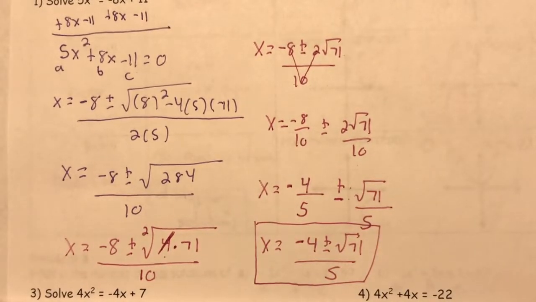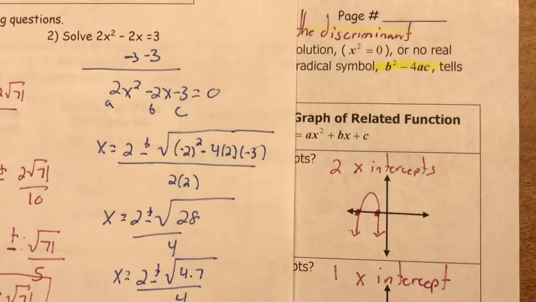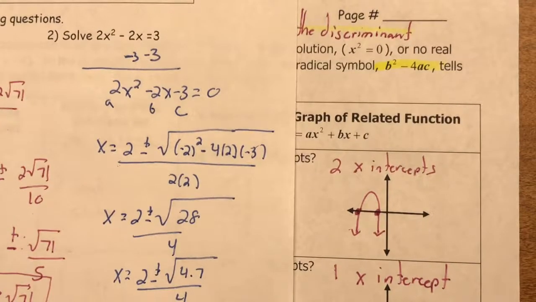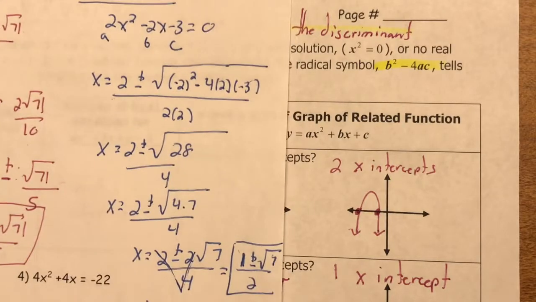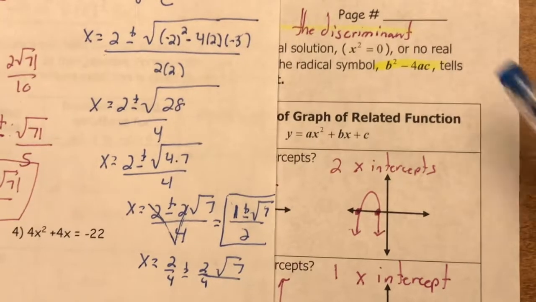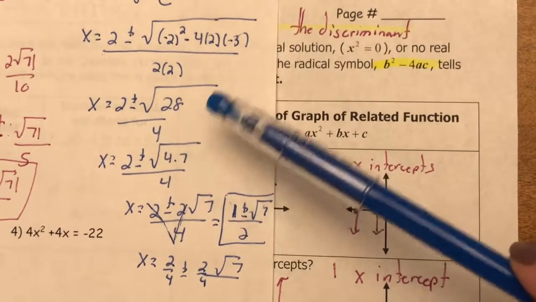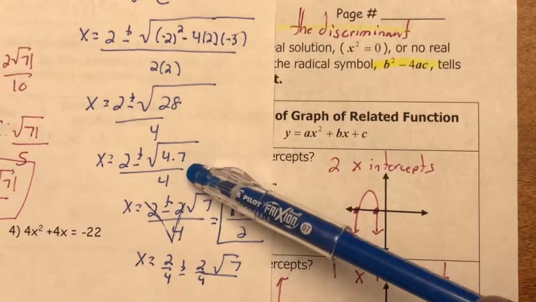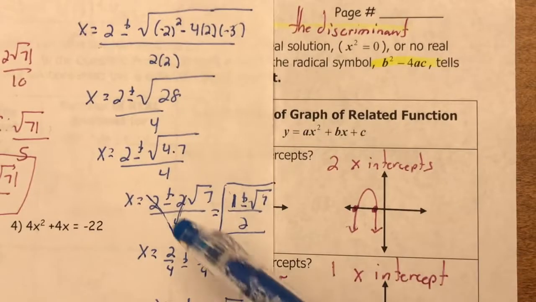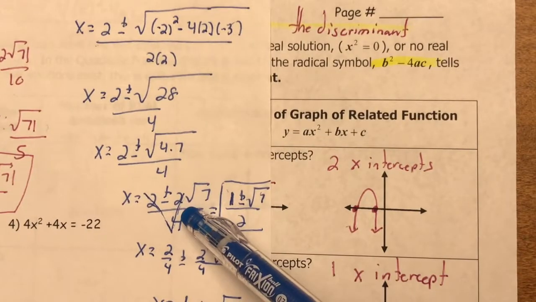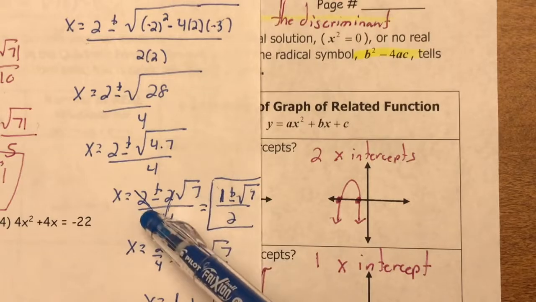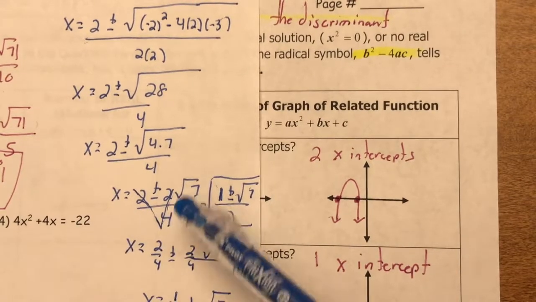Okay, pause the video and try number 2. Okay, so for question number 2, if you did it correctly, you subtracted 3 from both sides. You should have identified your A, B, and C, and you should have ended up with a 28 over here. And when we do this, we can break 28 down into 4 times 7. So this will break out as a 2 and leave a 7 underneath. So we have 2 plus and minus 2 root 7 all over 4.